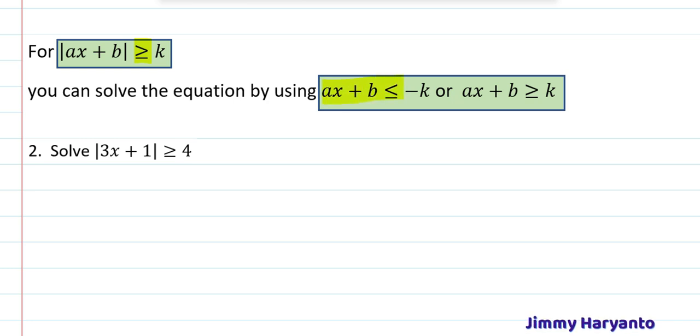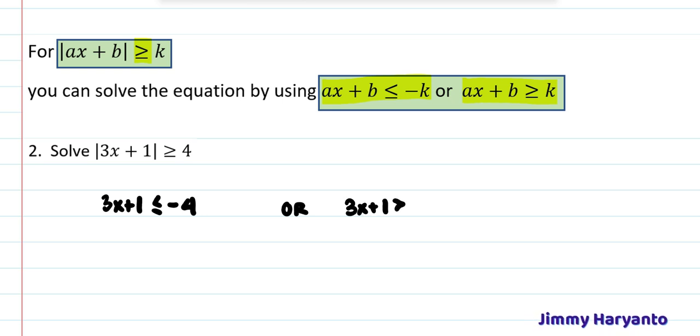For greater than, it will be less than negative k and greater than k. So we have two parts right here. Yeah. So in this question, 3x plus 1 greater than or equal to 4, it will be less than or equal to negative 4 for the first expression. Sorry, for the first inequality, and the second inequality will be greater than or equal to 4. Yeah, so one of them is negative 4 and the next one will be 4. And then we only have to simplify this just like that.